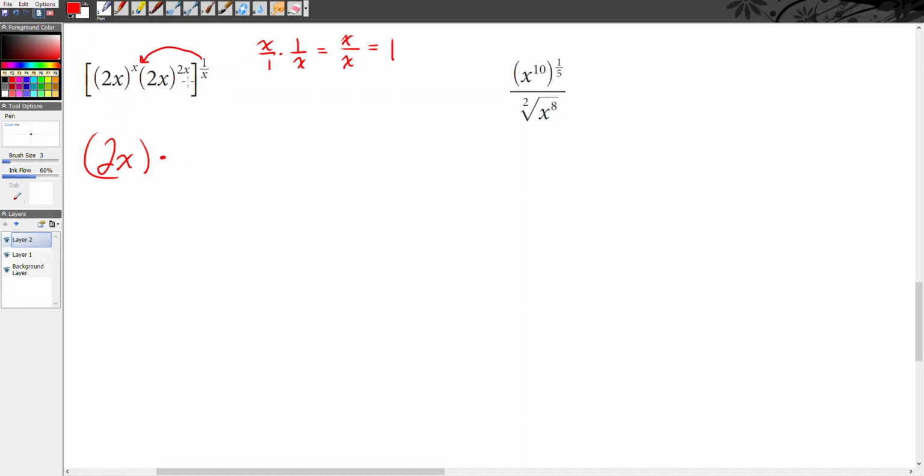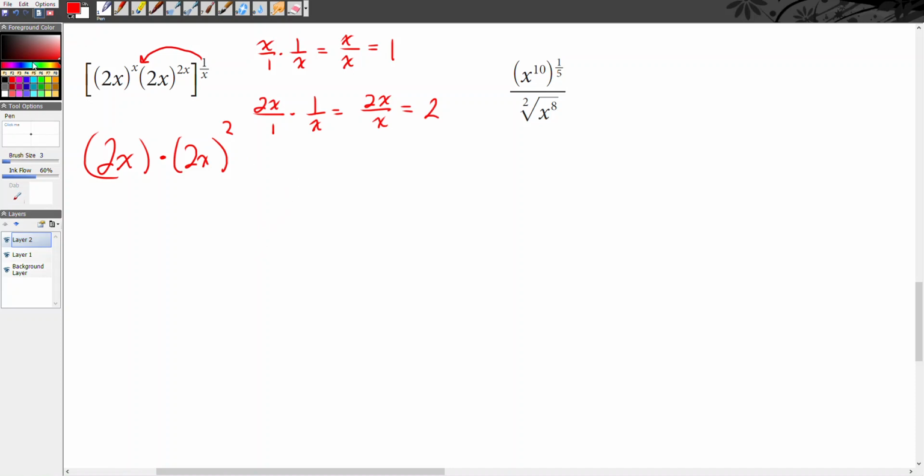Now let's do this here. So now we're doing this exponent, 2x raised to the 1 over x power. Again, treat them as fractions. How would we do this? We say, well, 2x over 1 times 1 over x equals 2x over x. So what's 2x divided by x? It's 2. So this becomes 2x to the 2nd power.